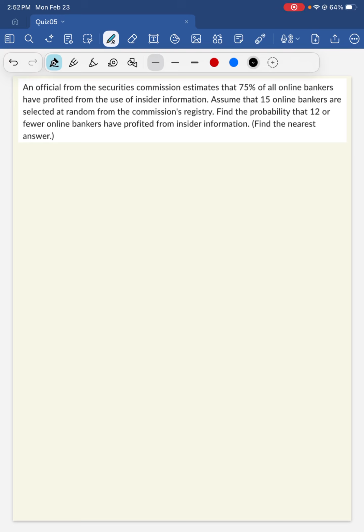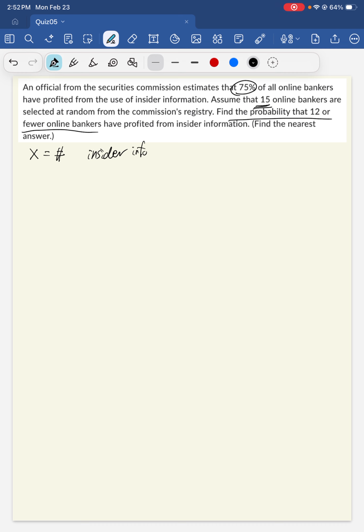Suppose that 75% of online bankers use insider information. Of course it is illegal, so it's a numerical example. Assume that you choose random 15 online bankers and find the probability that 12 or fewer online bankers have profited. Okay, so I will define X as the number of those who use insider information.